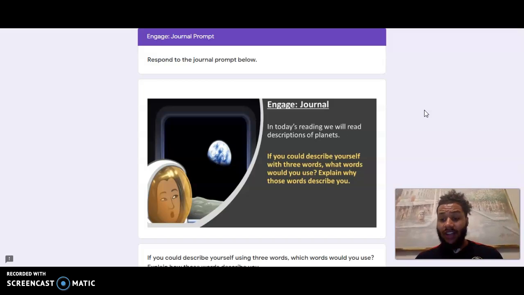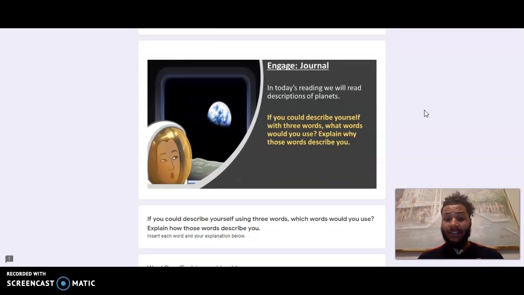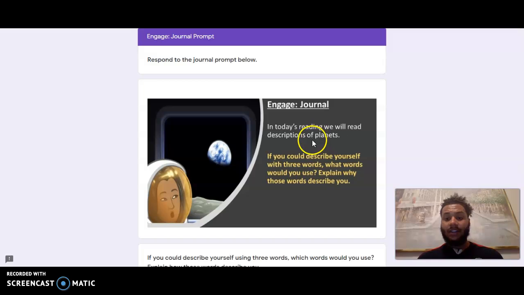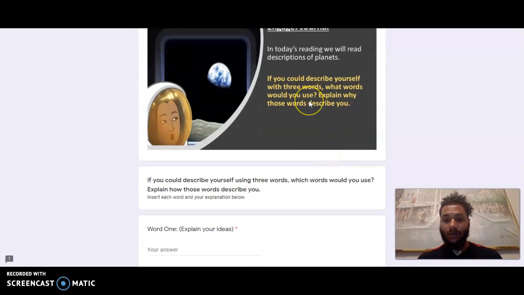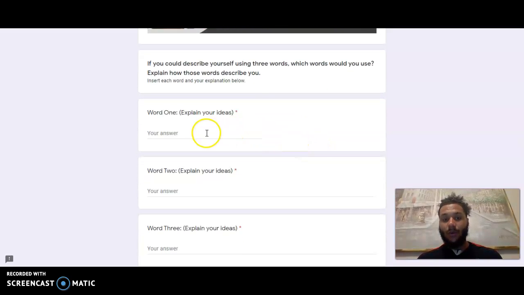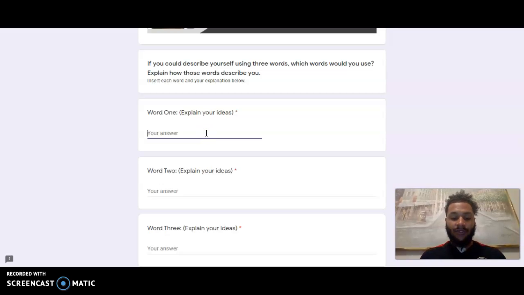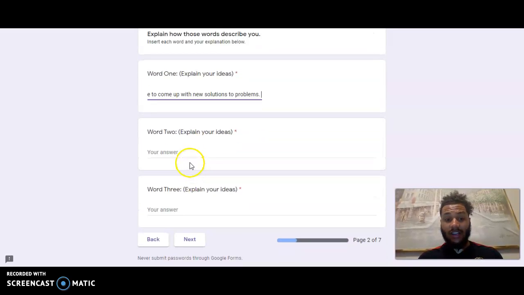And then mostly just like always too, we have a journal prompt. It says in today's reading we will read descriptions of planets. If you could describe yourself with 3 words, what words would you use? And explain why those words describe you. So word number 1 I would use is I think that I am creative because I like to come up with new solutions to problems. So that's one word I could use. I could say I'm creative.